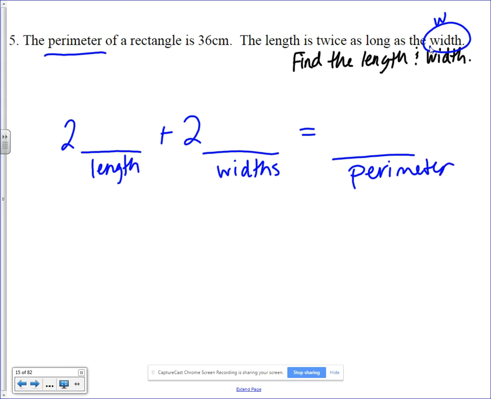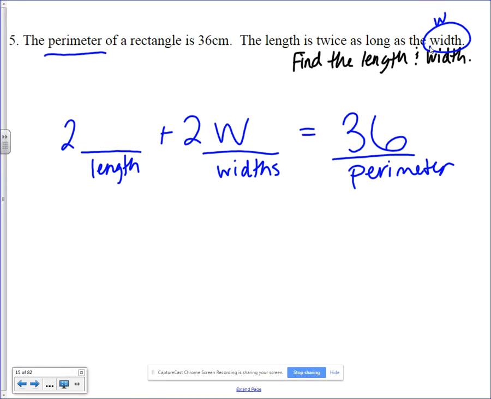Okay? It's much easier when all the sides are the same size. So I know width. What am I using for width? W. I also know the perimeter. What's my perimeter? 36. Now the question is, what am I putting in there for length? What do I know about the length? It's twice as long as the width.